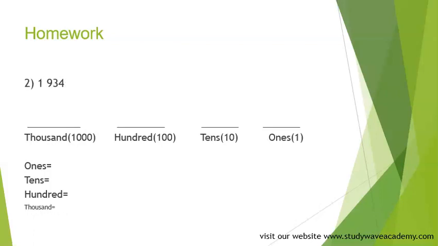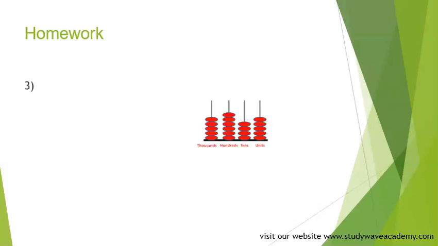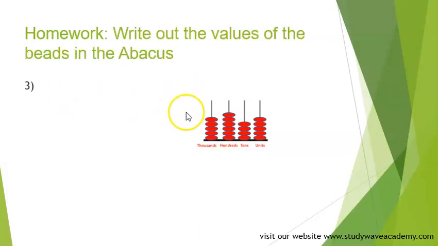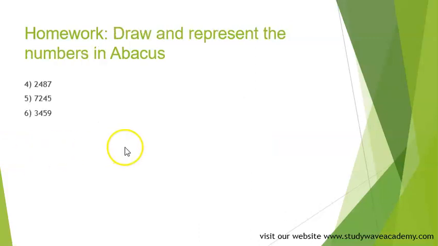Also place this number according to its value. Then you are to arrange this number according to their values and write out the values of the beads according to their abacus. Okay, write out the numbers. We'll be able to do that, right? And also draw and represent numbers.